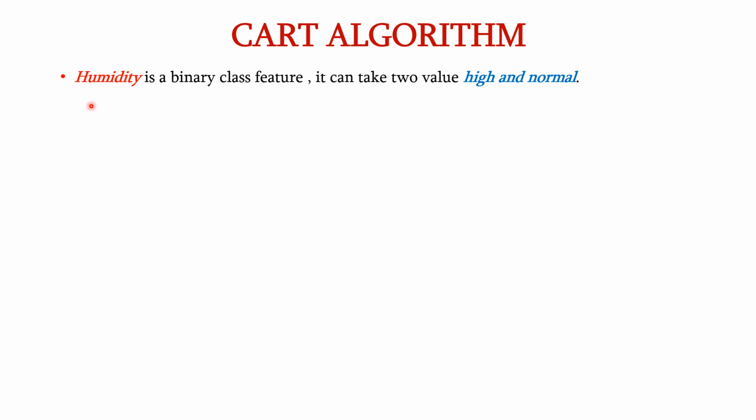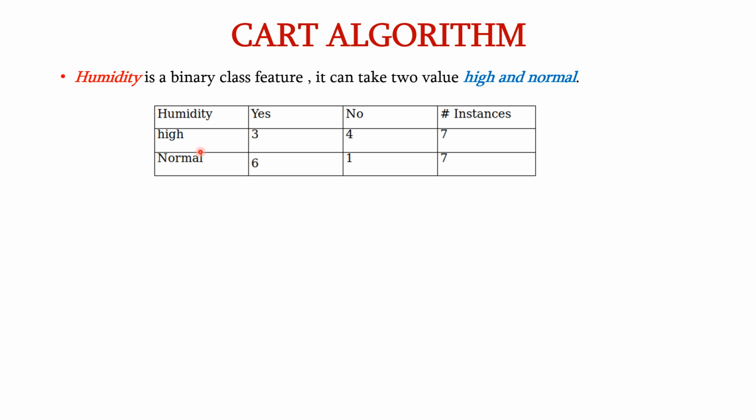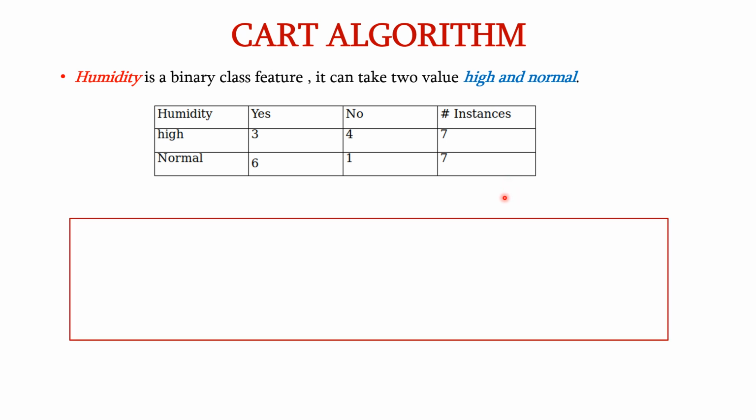Next we have to consider the feature humidity. It is a binary class feature. It takes two values, that is high and normal. We can verify it with the original table. For humidity we have 3 instances of yes for high and 4 instances of no for high, and totally we have 7. And for normal we have 6 instances of yes and 1 instance of no. So the total number of instances for humidity in the normal category is 7.